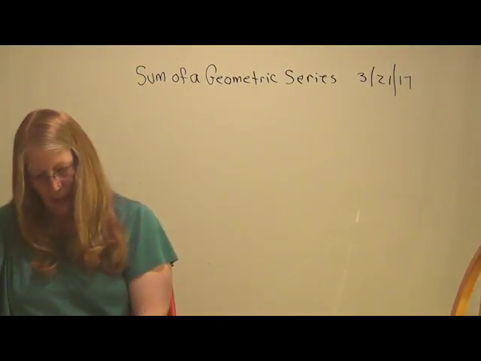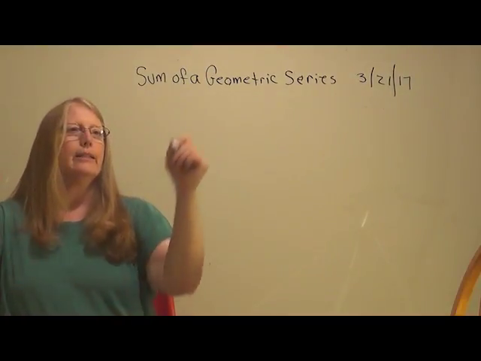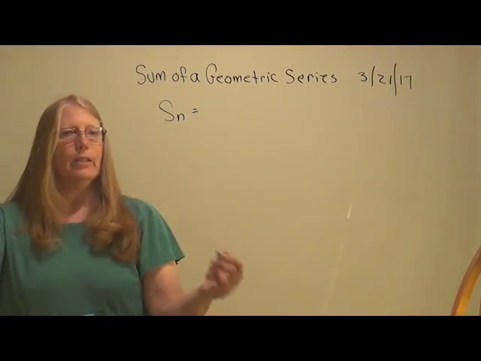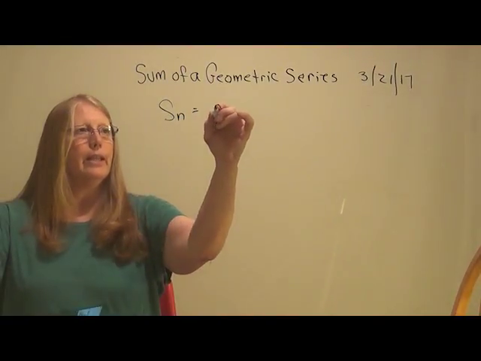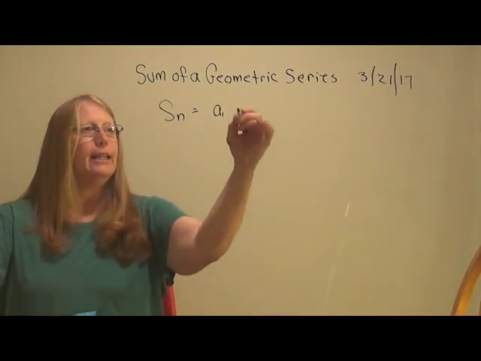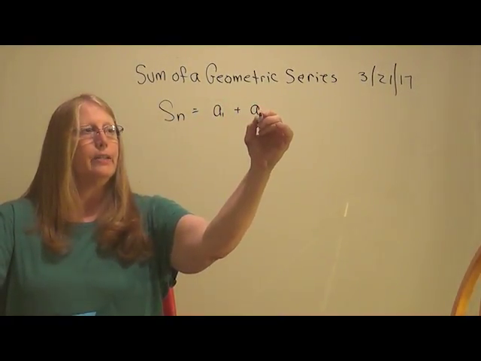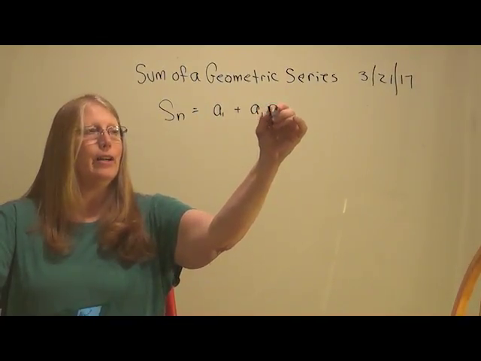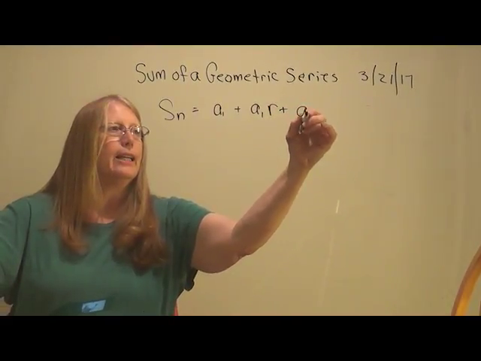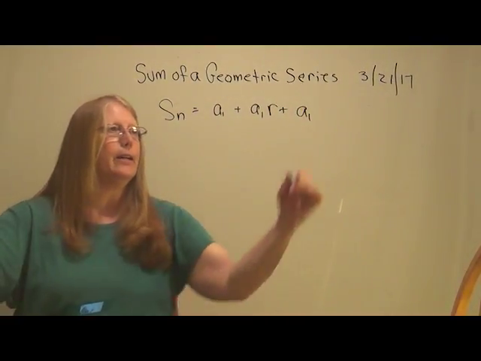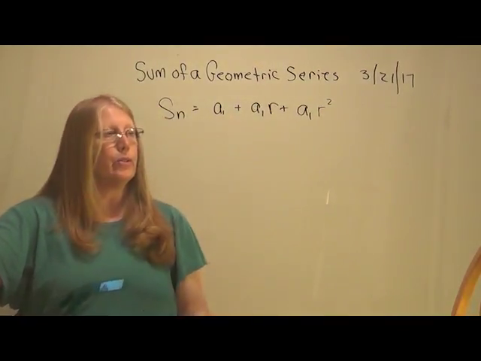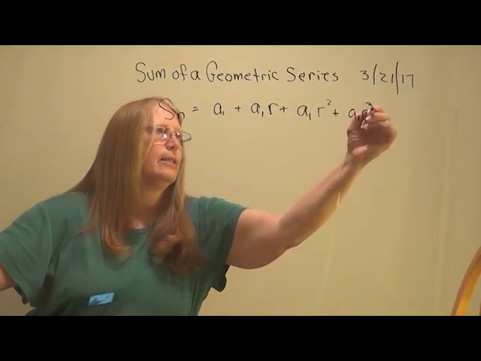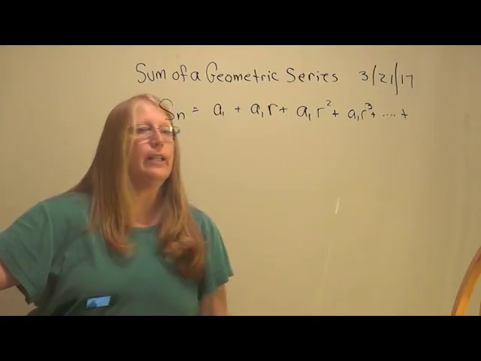Alright, so we're going to start out with what a sum of any geometric series looks like. If you recall, we start out with a sub 1, then we're going to add the second term, which is a sub 1 times the common ratio, R. Then the next term we're going to add has this term multiplied by R, so we're going to get a sub 1 R squared. Then we're going to add the next term, and so on, until we get to the very last term.